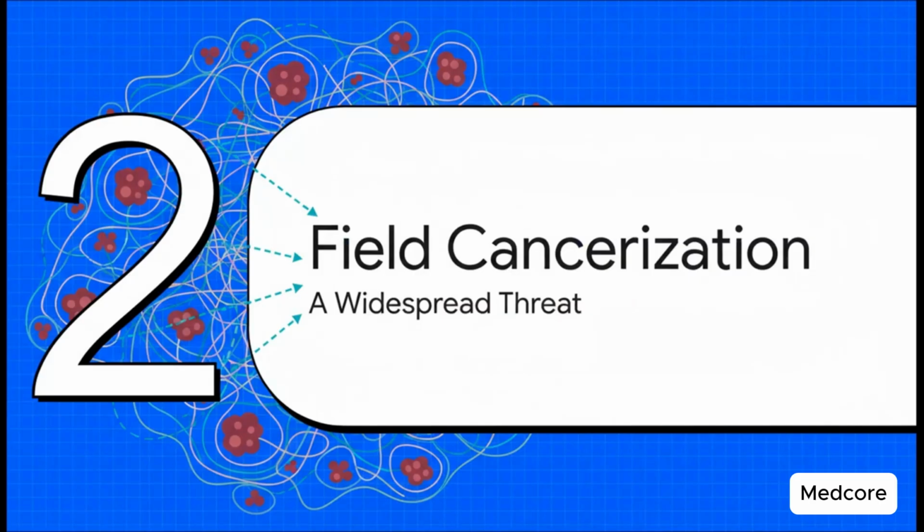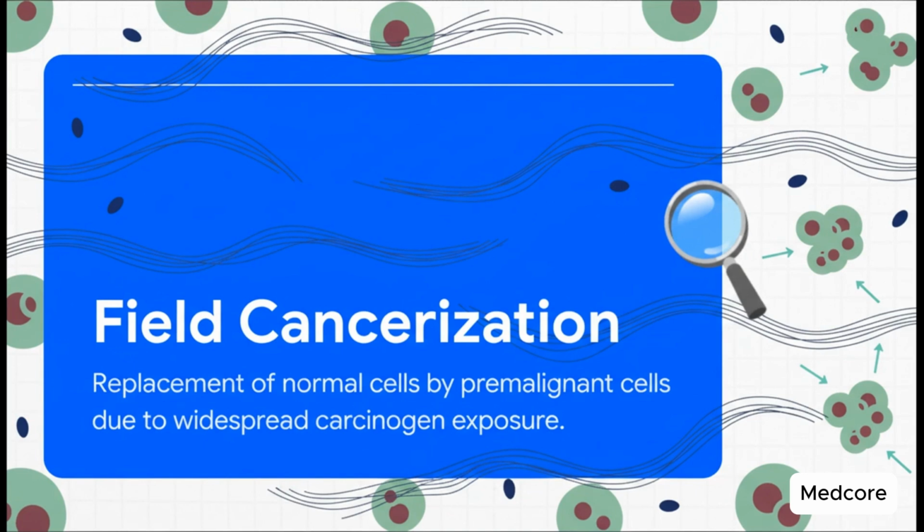That idea of widespread exposure from something like smoking leads us perfectly to our next big concept, field cancerization. This helps explain something we see in the clinic all the time. Why do some patients get multiple separate cancers in the same general area? Or why does a tumor come back even after we thought we got it all? The best way to think about it is like this.